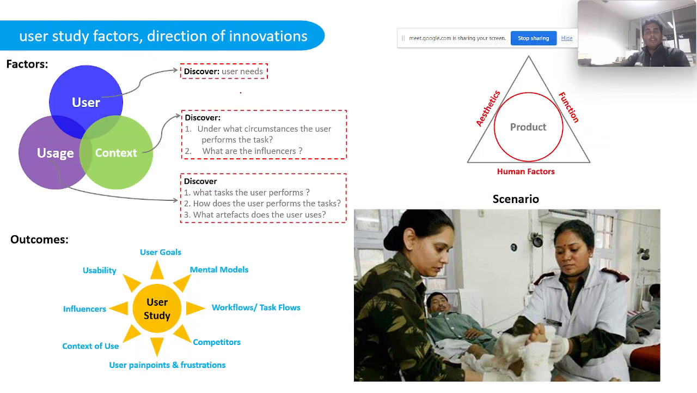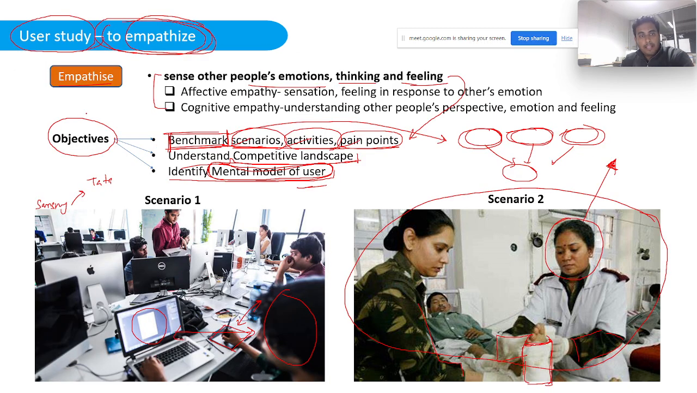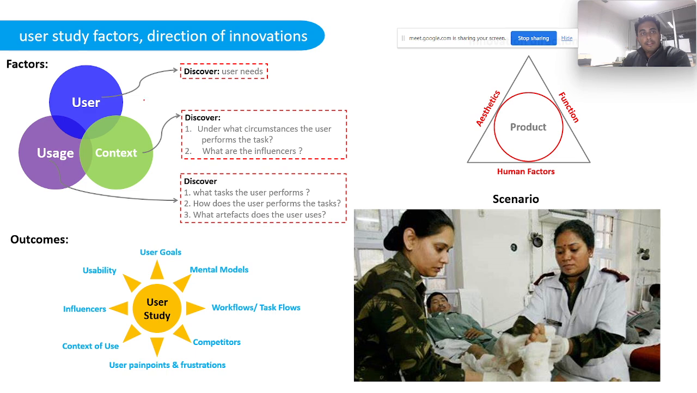Okay, so once you empathize, what you are looking for in a user study is certain factors or outcomes to collect in response to your contextual inquiry procedure. There are three factors generally that come into the picture when we do a contextual inquiry.